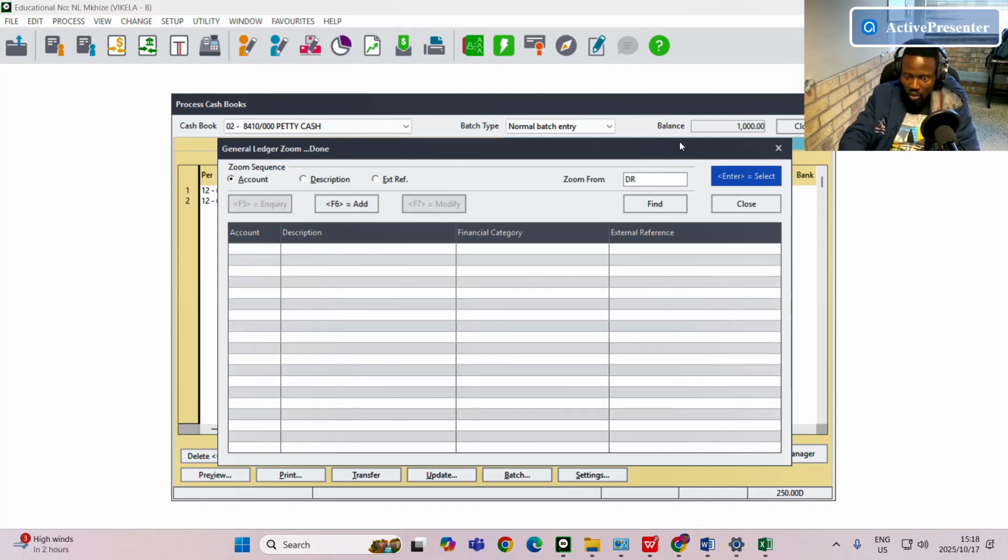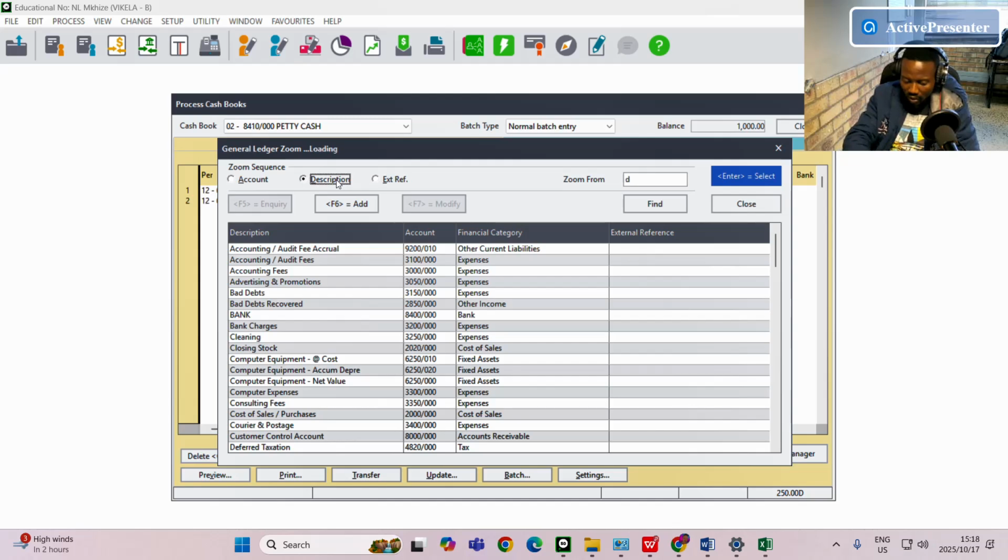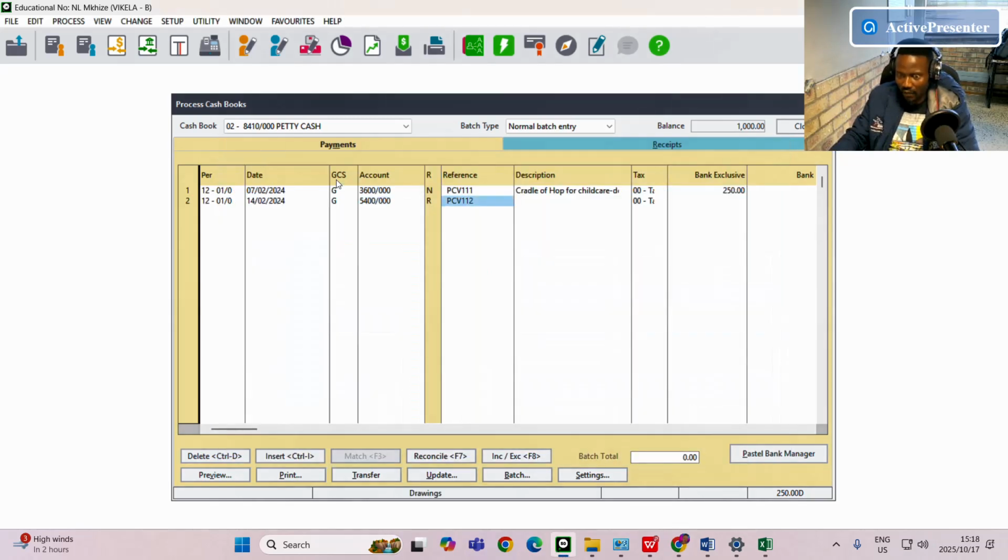So when I search for drawings, sorry, I need to actually use description. Now I'm searching for drawings. Yes, I find it. So it's Caltex. That's the name of the payee. Then I'm going to say owner's lawnmower.